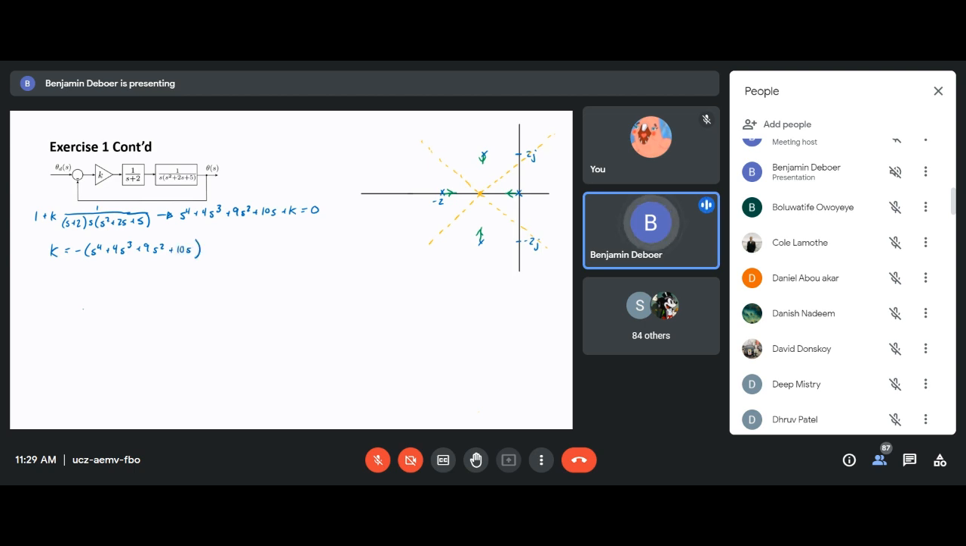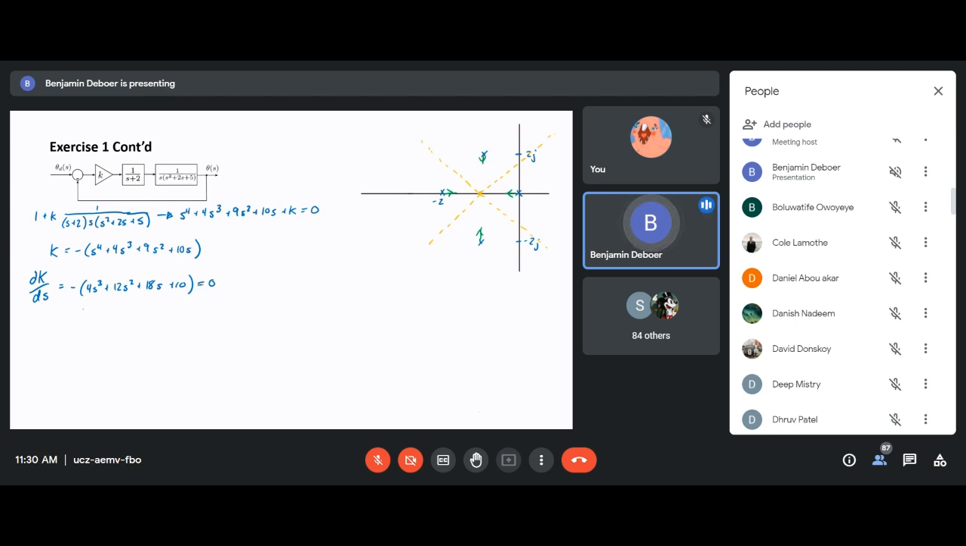To find our break-in and break-out points, this is where two loci will meet and then diverge in completely opposite directions. You'll see that when I plot it a little later on. The formula is that you take the derivative of k with respect to s. And so you get 4s to the 3 plus 12s squared plus 18s plus 10, and then you set that equal to 0.